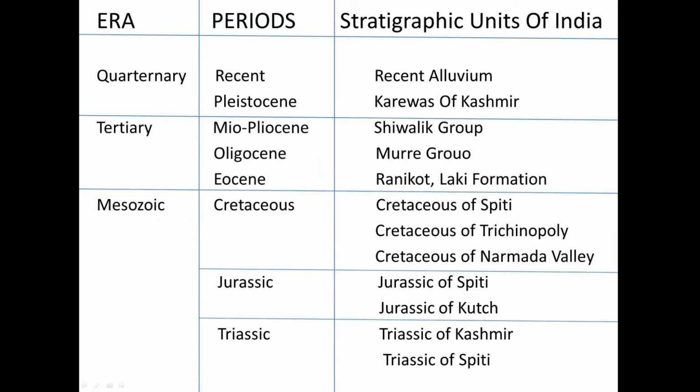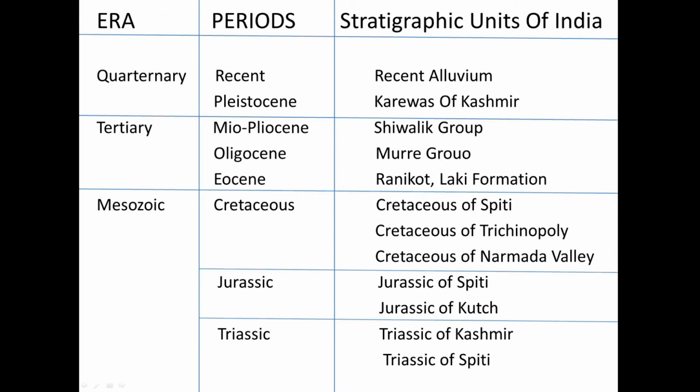Similarly, for Mesozoic, we will have Triassic of Spiti, Triassic of Kashmir, Jurassic of Spiti, Jurassic of Kutch, Cretaceous of Spiti, Cretaceous of Trichinopoly, Cretaceous of Narmada Valley, etc. Now we have a succession called Gondwana supergroup, which starts from Carboniferous and ends in Lower Cretaceous. That means it is present from Paleozoic to Mesozoic era. Also in Cretaceous we have Deccan Traps.